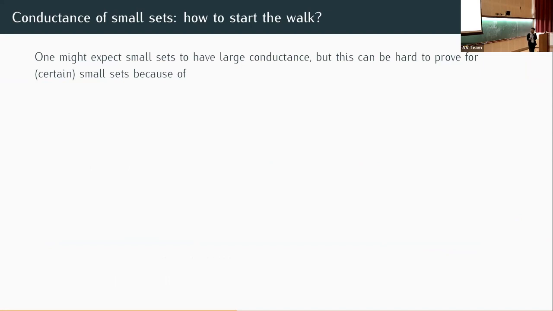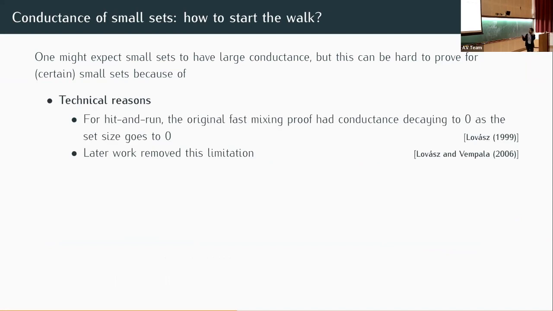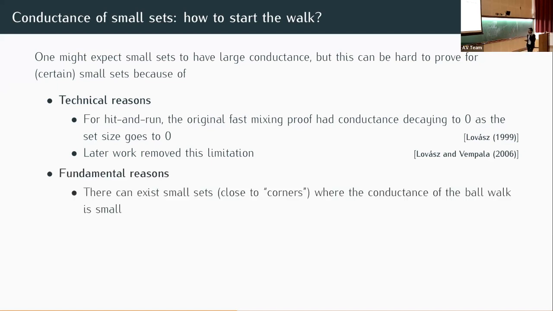But yeah, so how to start the walk, the question that I've been talking about. One might expect from the definition that small sets should have large conductance, right? Because they should be easy to move out of. But sometimes this can be hard to prove just because of technical reasons. For example, I said that Lovász's original proof for the mixing time of the hit-and-run walk only worked from a warm start, and that was partly because the conductance proof had conductance decaying to zero in some regime. I'll come to that later, and later work removed this limitation.